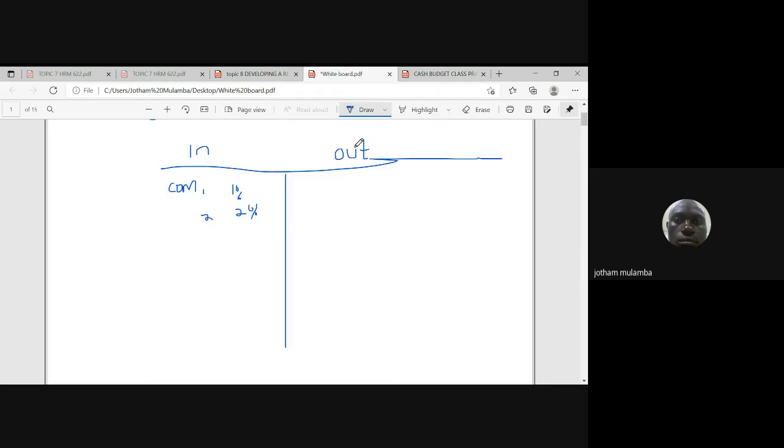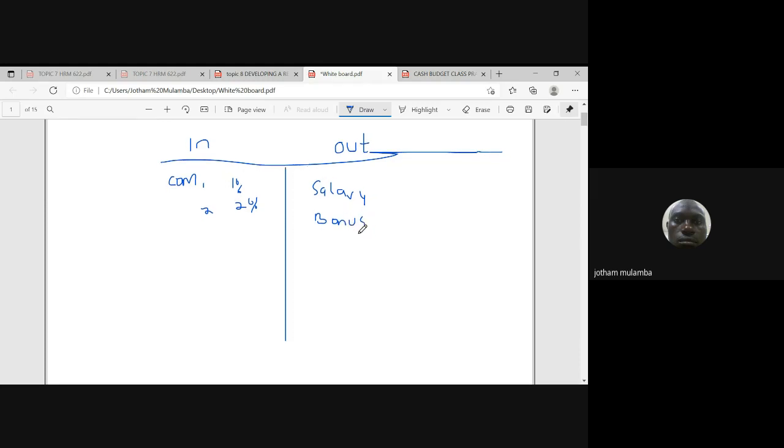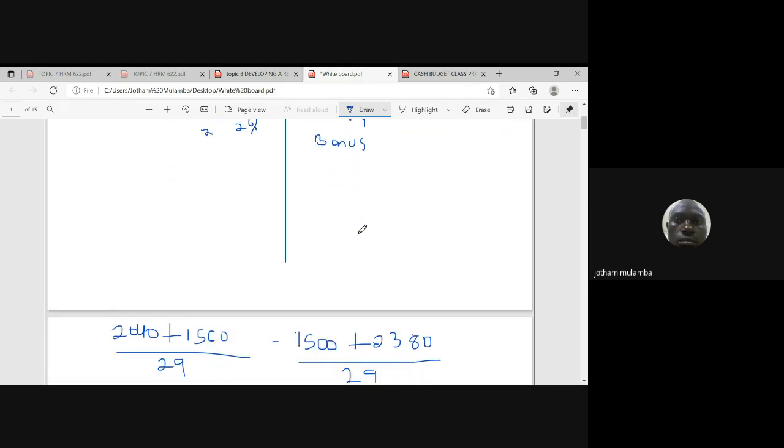The first element is on salary. And remember, when we prepare cash budget, we'll prepare on a monthly basis. So we'll evaluate monthly salary. Then other than salary, there's also bonus. So this company has 9 employees and we want to estimate the monthly salary.